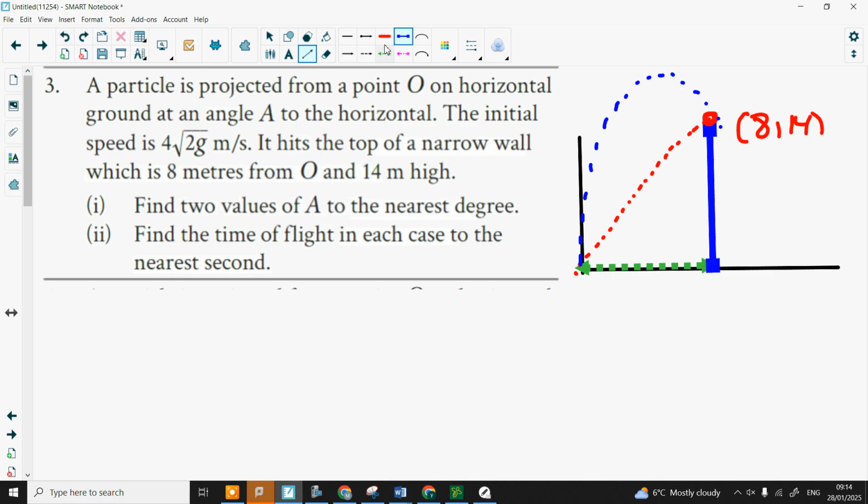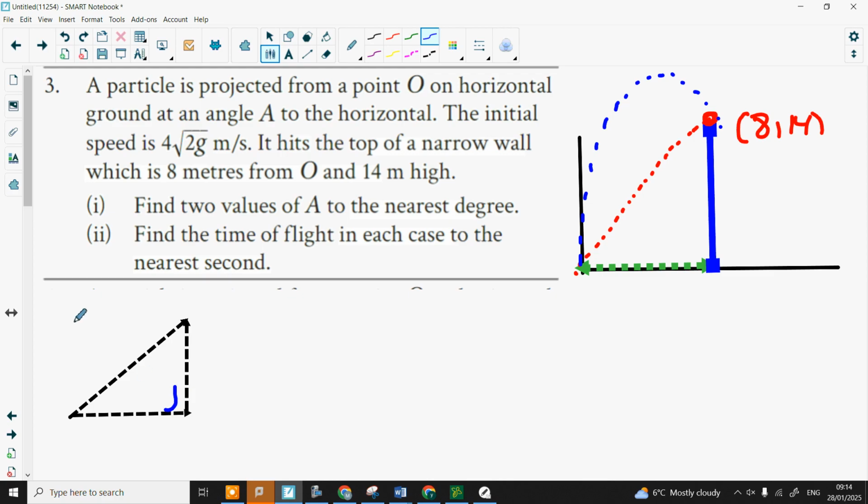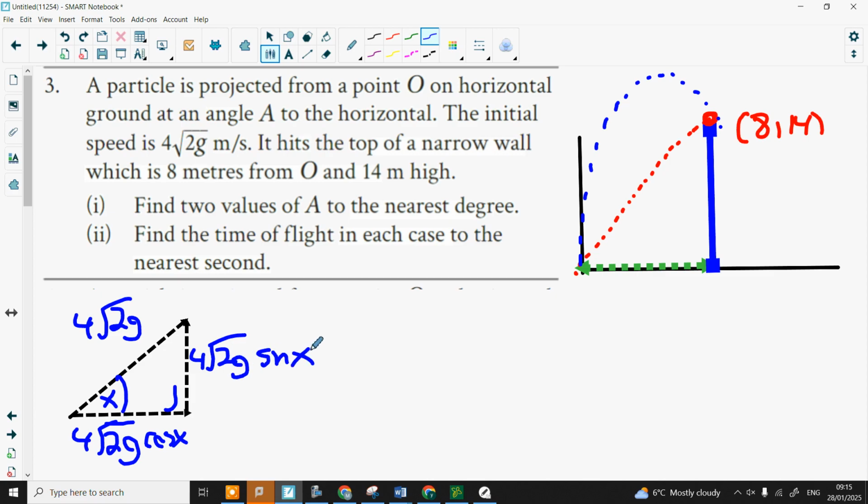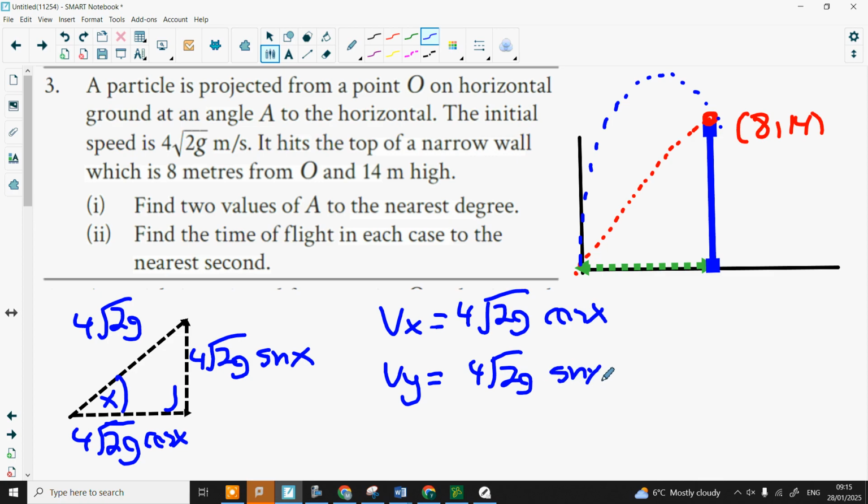Okay, so like this. You can see that it has a... So is everybody happy with 4 root 2g? And 4 root 2g cos x, yeah? And 4 root 2g sin x. And then we're going to go through our usual motion of getting the equations. So the first one's 4 root 2g cos x. The next one is 4 root 2g sin x minus gt.